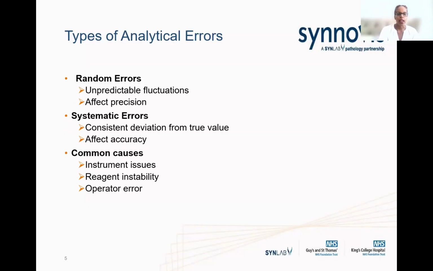And then we have systematic errors, a consistent deviation from the true value, and it affects accuracy. Common causes are instrument issues, reagent instability, operator error, but there are more within that. So we can have a look at it.